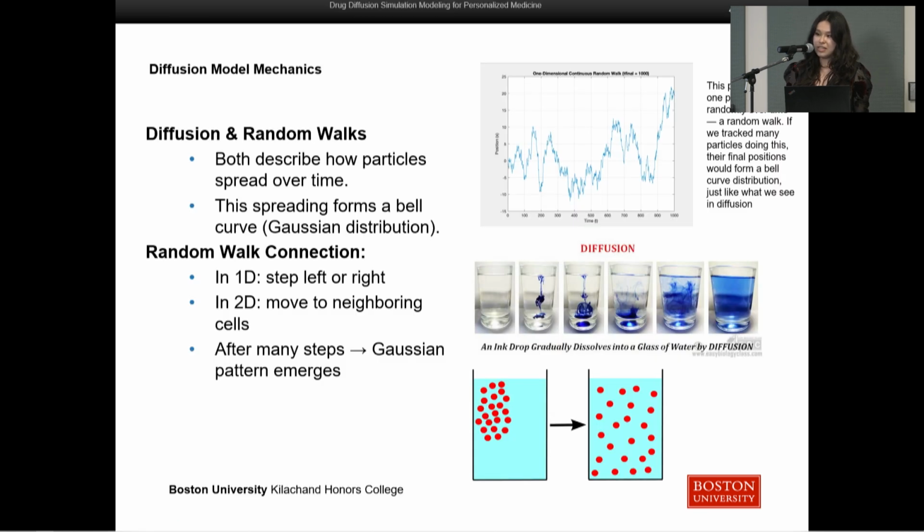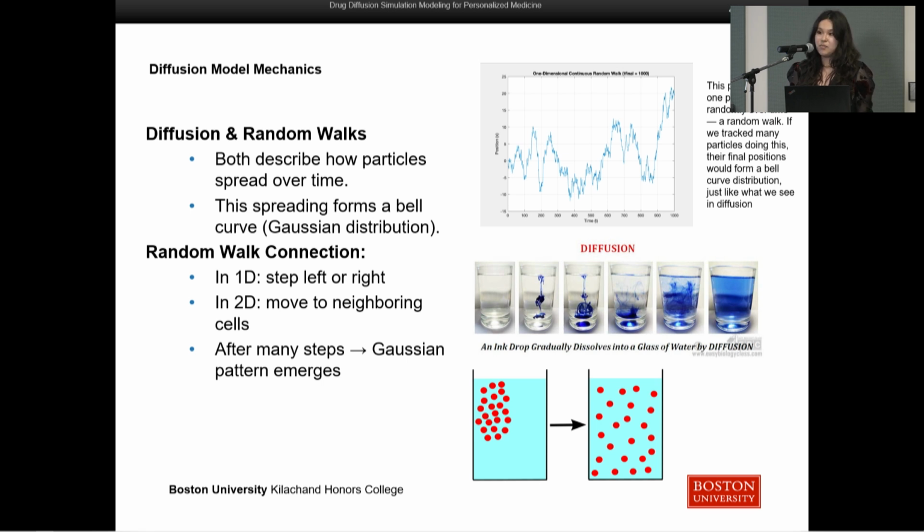At the heart of the model is a powerful connection between diffusion and something called random walks. Think of diffusion like dropping ink into water. The particles naturally spread from crowded regions to emptier ones. What's fascinating is that we can simulate this spreading of drug molecules through the tissue using random walks. Each particle takes small random steps, left or right in one dimension, or left, right, up, and down into neighboring cells in 2 dimensions.